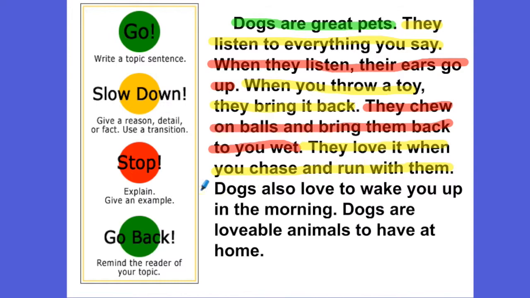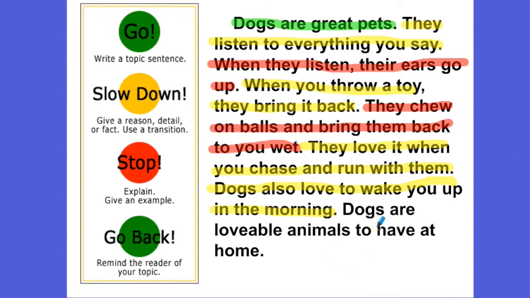Let's read the next sentence. Dogs also love to wake you up in the morning. Is this a new detail, or is it telling me about chase and run? This is actually a new detail. And let's read this last sentence. Dogs are lovable animals to have at home. Now this is the last sentence of the paragraph.